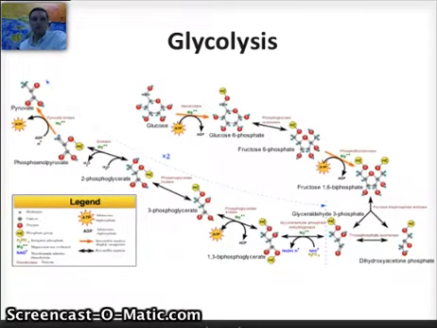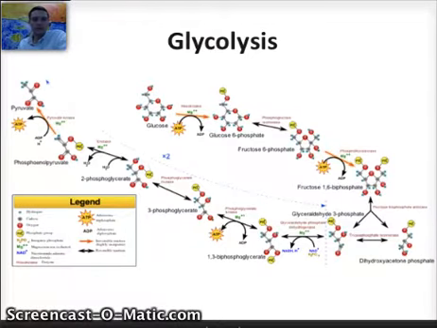Glycolysis starts with a single sugar molecule. Most oftentimes this is glucose. It could be basically any 6-carbon sugar, a hexose sugar, but we're going to look at and talk about it with glucose in this example.